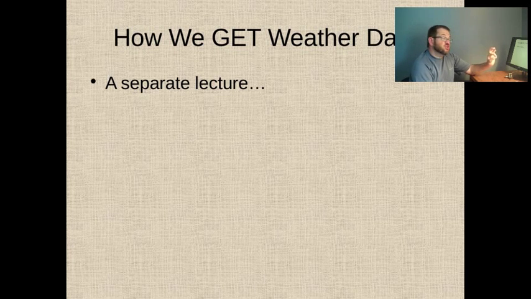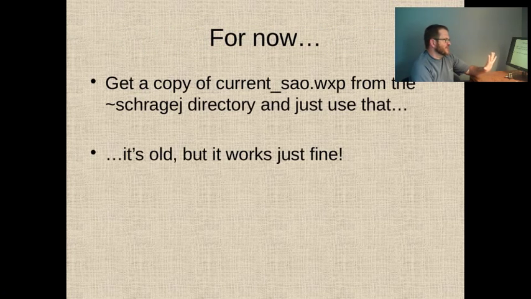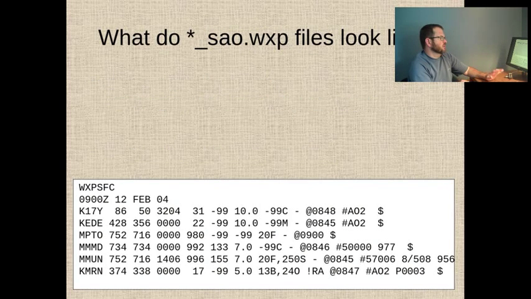Now, I was going to, at this point, tell you about how we actually get these observations, but I want to modify that lecture, so I took those slides out. For now, what I want you to do is go and get yourself a copy of the current_SAOWXP file, which is from the ~ej directory on Chesapeake, and just use that. It's an old version of a file from some time in the past, I think fairly far in the past, like 10 years ago or something. But it works just fine. It has plenty of observations. It's going to look something like this.